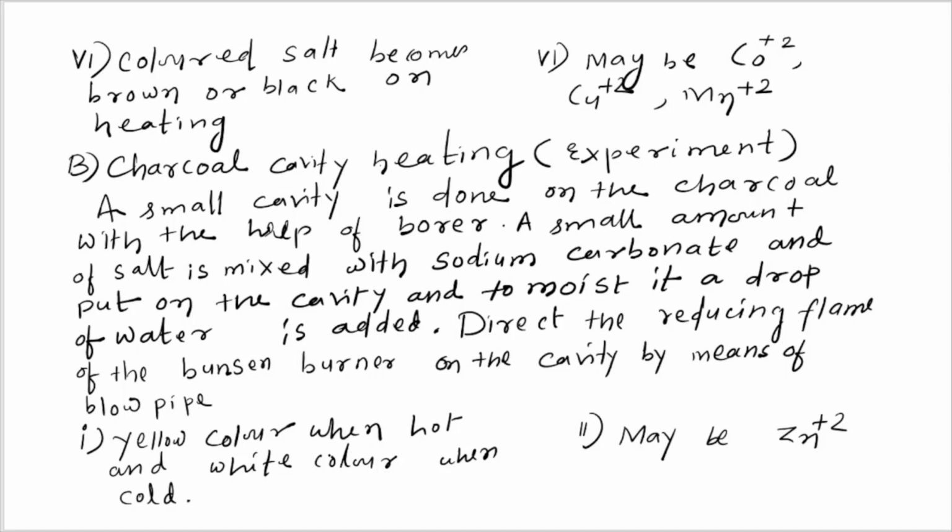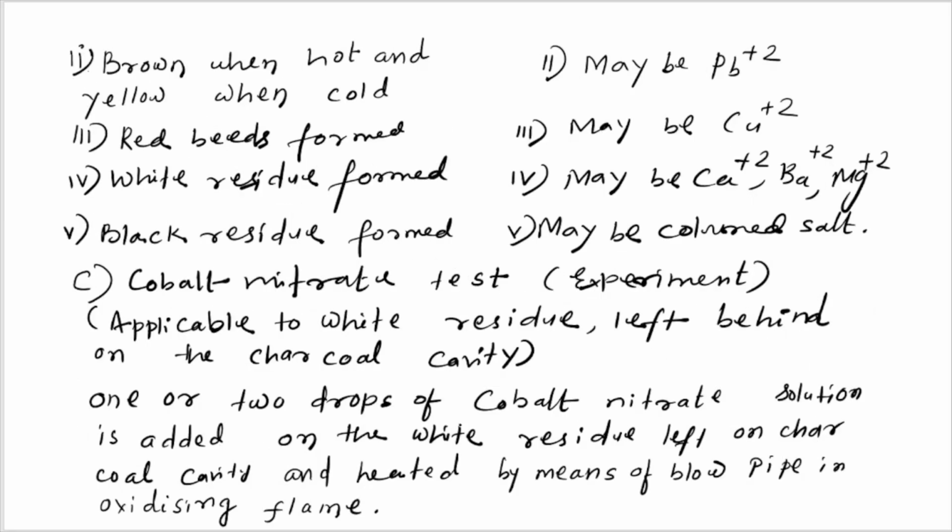Yellow color when hot and white color when cold. That is the same thing you observe in dry test heating, it may be zinc. Yellow when hot, white when cold, that is zinc. The same for lead: brown when hot, yellow when cold, Pb plus 2. And a new thing comes: red beads form. When you observe the charcoal cavity and red beads are formed, that is maybe Cu plus 2.